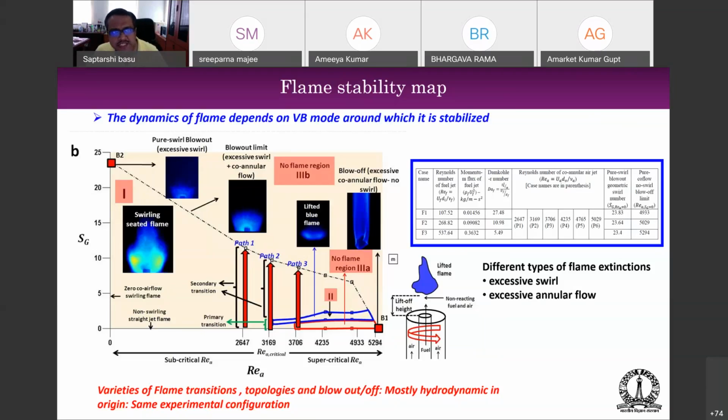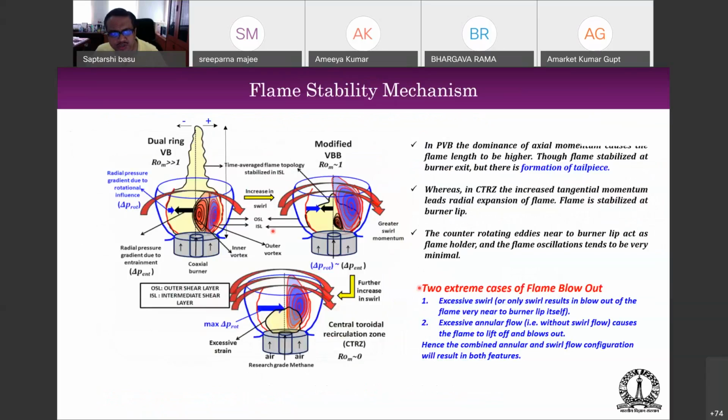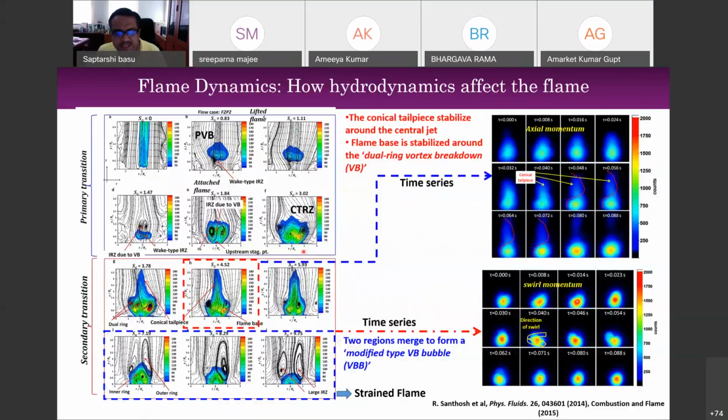So the dynamics in general depends on the vortex breakdown bubble. That is the key component of a swirl flow around which it is stabilized. So I'm not going to go into the stability mechanism per se. It is very similar to what we had earlier. So let me look at some of the flame dynamics, because this is something that is very visual and very appealing.